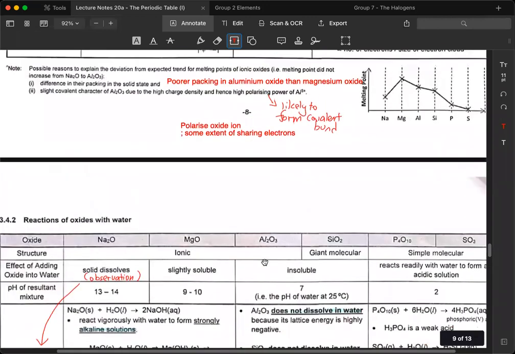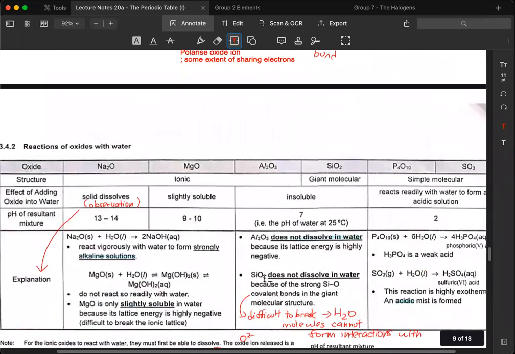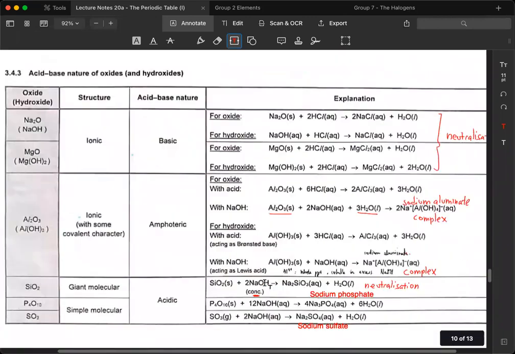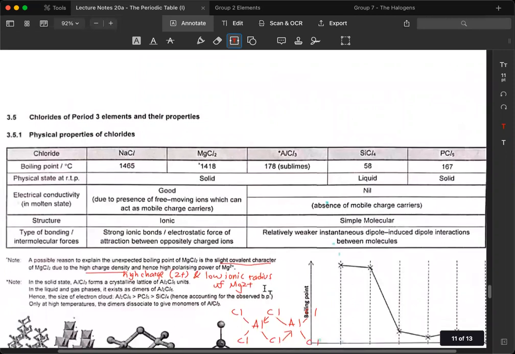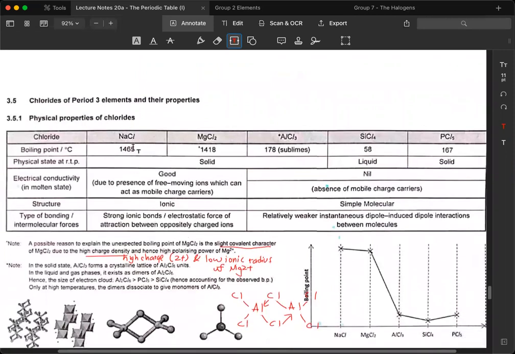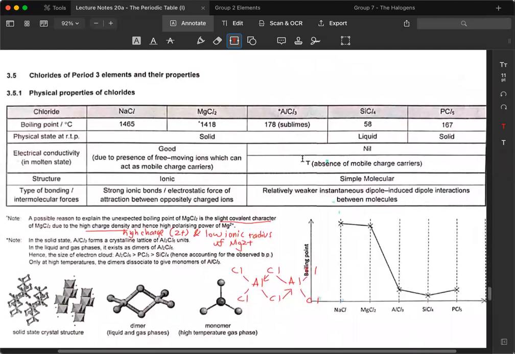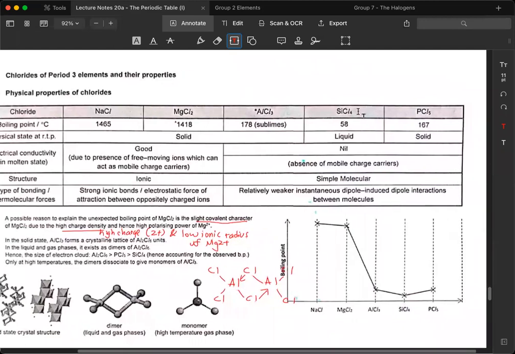Reaction of the oxides with water, reaction of oxides with acid or base. Now let's go to the chloride. For chloride, we focus on sodium and magnesium chloride first. They are good conductors, ionic compounds, with a giant ionic lattice structure. Aluminum chloride is actually a simple molecular structure, really more towards that.